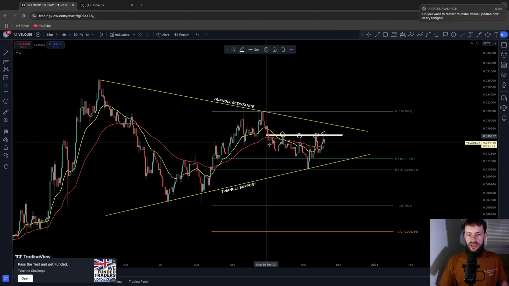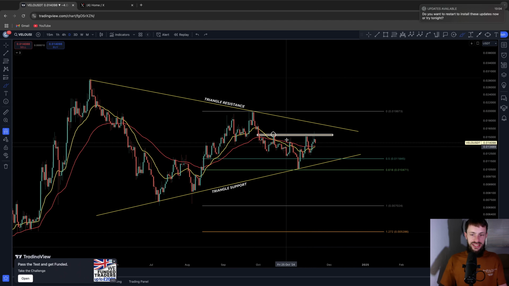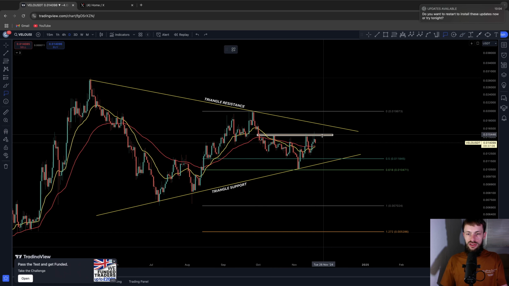Now some could say that it's trying to build some sort of left shoulder. This is a head, and right now we're in the formation of the right shoulder before getting this breakout. That is also a potential, but it doesn't look extremely solid, I'll be honest with you. However, this is the most important level of resistance that VELO needs to reclaim on its lower time frames to validate a move any higher. We need to reclaim this resistance at 0.015.